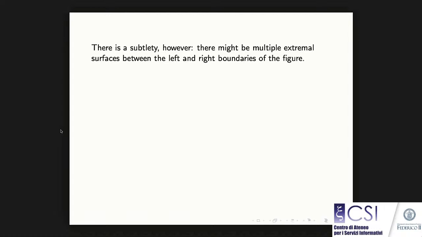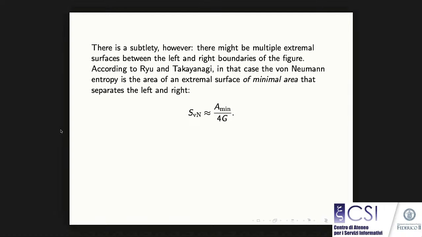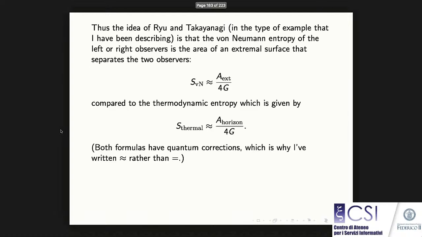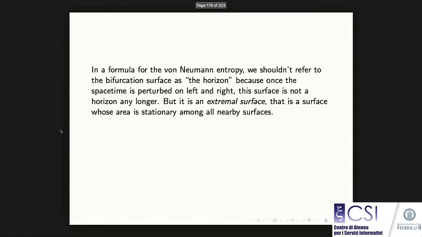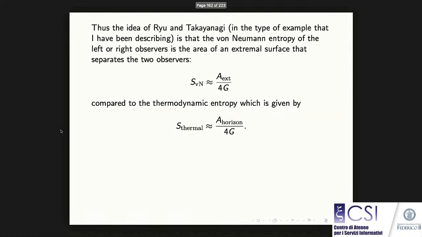There's a subtlety, however. There might be multiple extremal surfaces between the left and right boundaries of the figure. There's one we know about, the one that started its life as the bifurcation surface. No matter what these observers do, it will remain as an extremal surface. But when they throw in all these tables and chairs and modify the geometry on the two sides, they might create more extremal surfaces. So the extremal surface that separates between the two observers might not be unique.